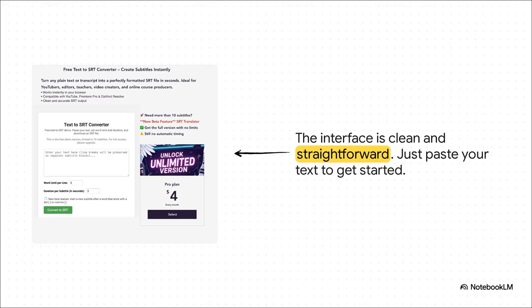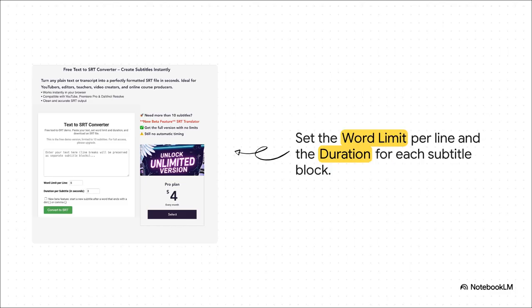Step 1 is exactly what you think. You copy your script and you paste it right into this box. What's pretty clever, though, is that if you already have line breaks in your text, it treats each one as a new subtitle block, which is a nice touch. Okay, next, you set the rules. You get to decide the maximum number of words per line, which is huge for making your subtitles easy to read. And you set the duration, how long each subtitle stays on screen. This gives you basic control over the pacing without having to mess with a complicated timeline editor.